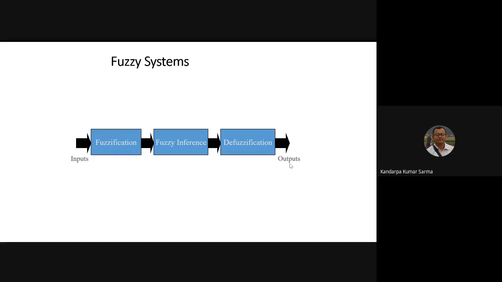So how will we design fuzzy systems? We can design a fuzzy system in this way. There can be three steps.